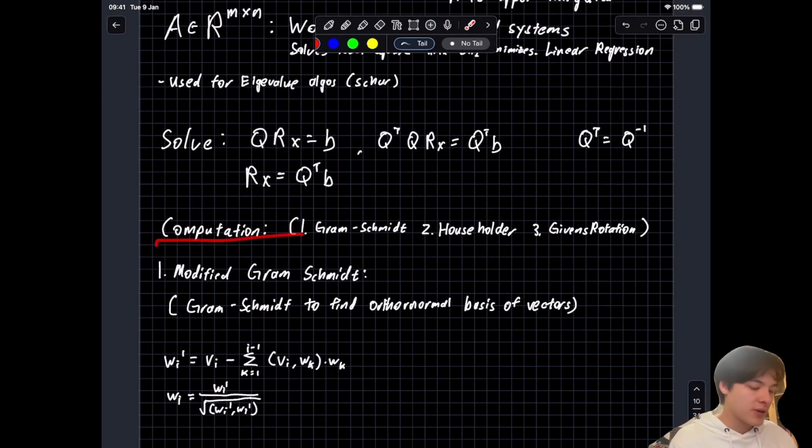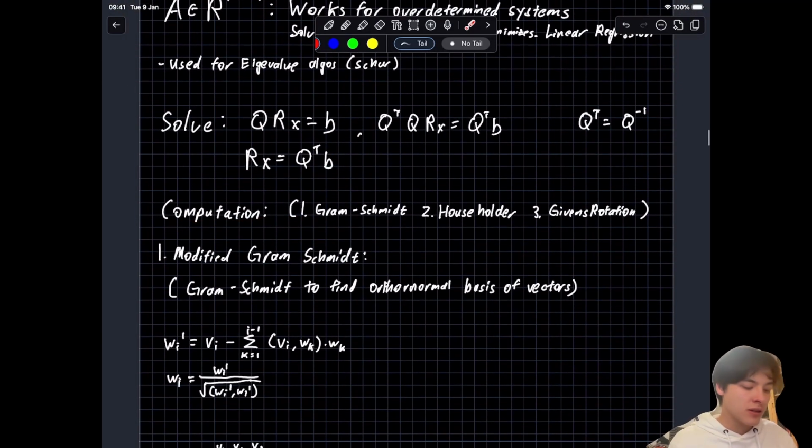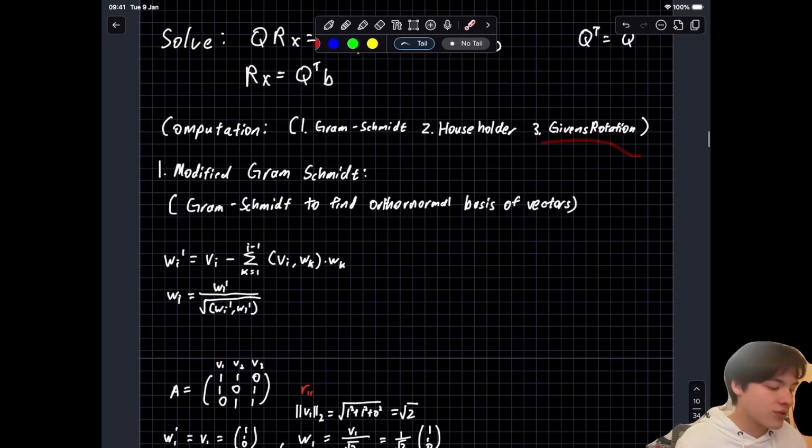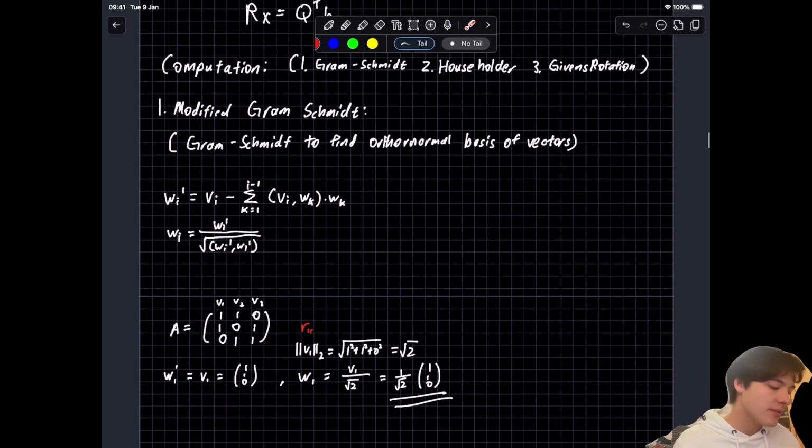So how do we compute QR? We have different methods. First we have Gram-Schmidt, then Householder, and then Givens rotation. Let's first look at the modified Gram-Schmidt. Gram-Schmidt is used to find an orthonormal basis of vectors. This is the formula.